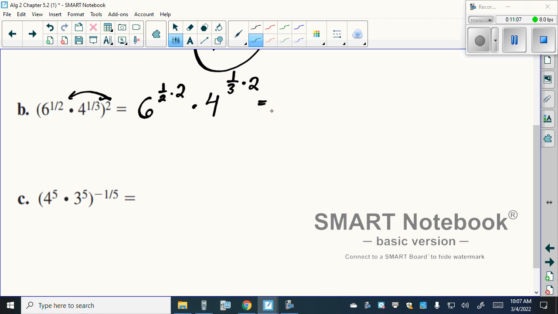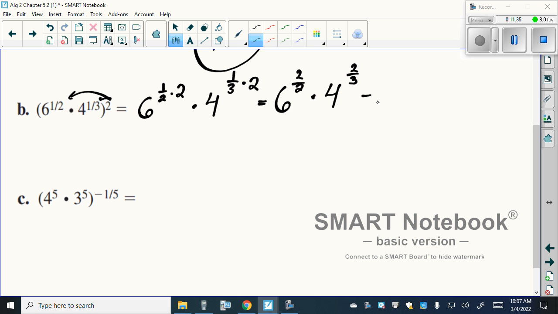Now we can multiply these here together. And if we multiply these together, well, 1/2 times 2 for our 6 is going to be 2/2 times 4 to the 2/3. Okay. Thought so. Just wanted to make sure.